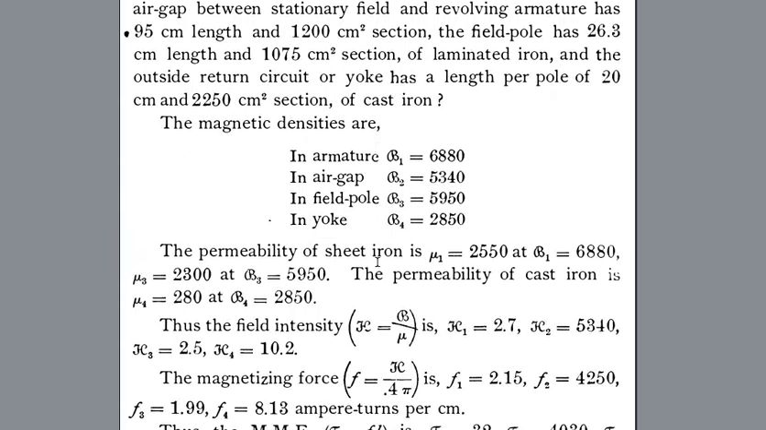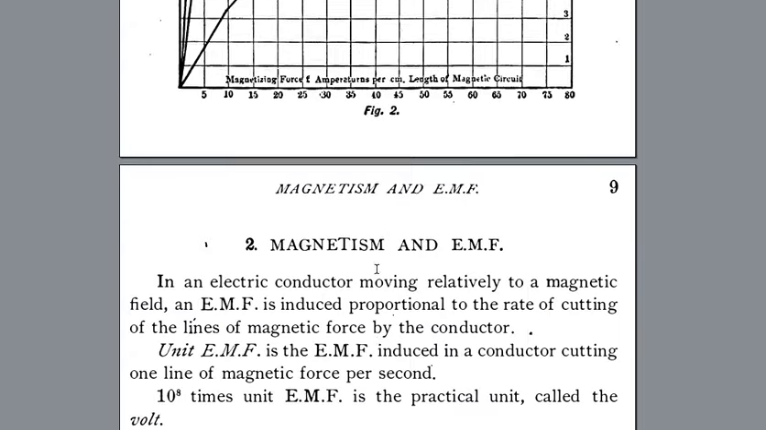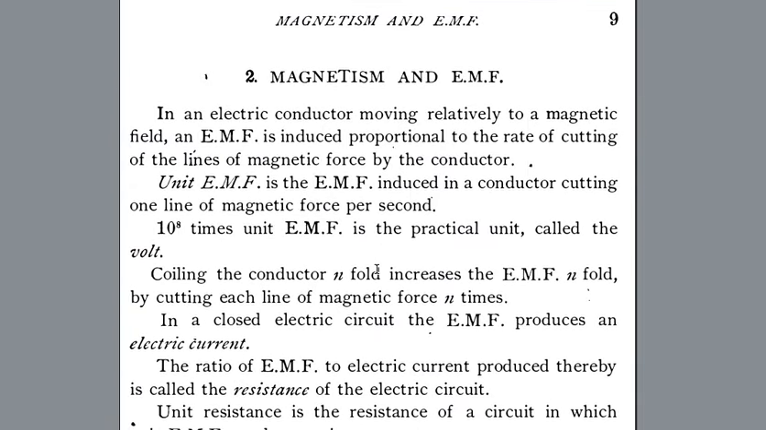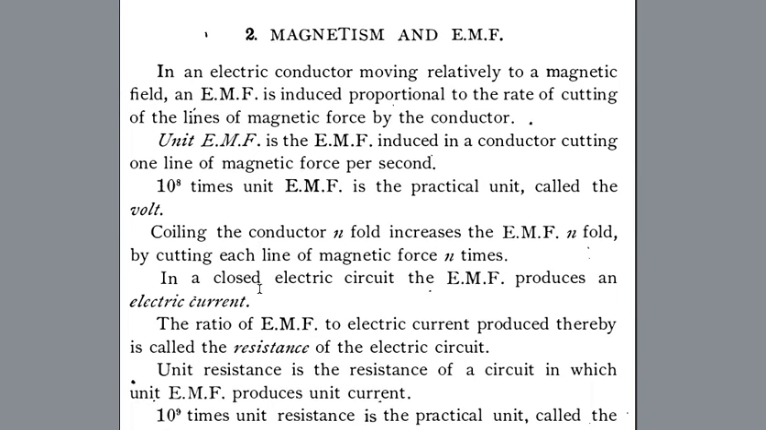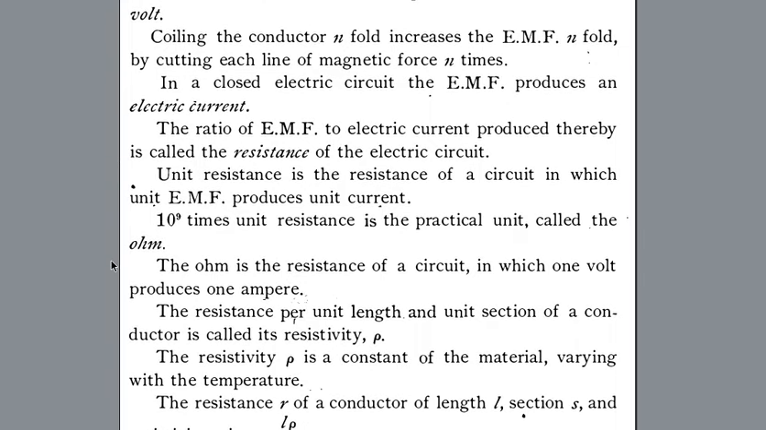2. Magnetism and EMF. In an electric conductor moving relatively to a magnetic field, an electromotive force, or EMF, is induced proportional to the rate at which the conductor cuts the lines of magnetic force. Unit EMF is defined as the electromotive force induced in a conductor cutting one line of magnetic force per second. 10 to the 8th power times unit EMF is the practical unit, called the volt. Coiling the conductor n times increases the EMF by a factor of n, as each line of magnetic force is cut n times. In a closed electric circuit, the EMF produces an electric current.